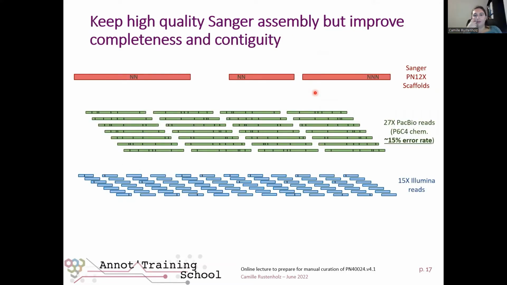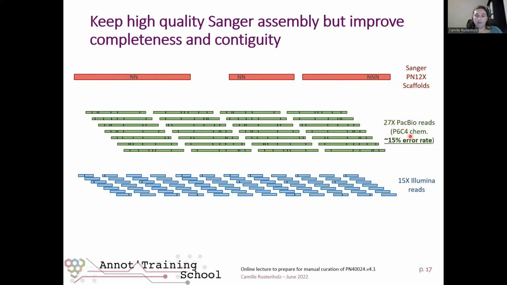What you need to know, not in great detail, just to give you a hint on how we performed this new version assembly. The idea was to keep as much as possible the high quality Sanger assembly that was obtained in the 12x version, but we wanted to improve its completeness and the contiguity of the scaffolds and contigs. So what we had in our hands were the Sanger PN12x scaffolds. Here in red, you can see that there are still some gaps, like runs of Ns in the sequence.